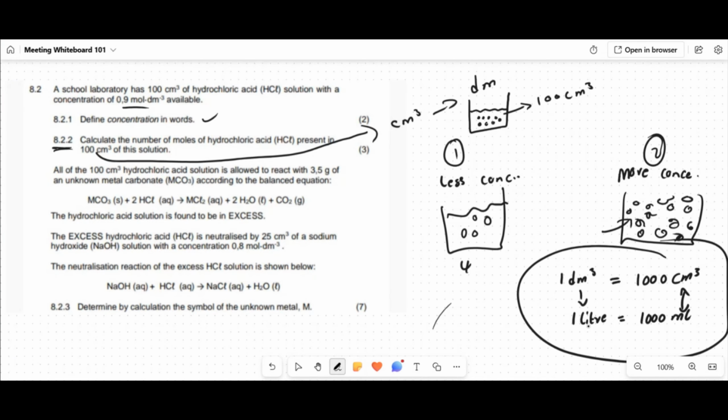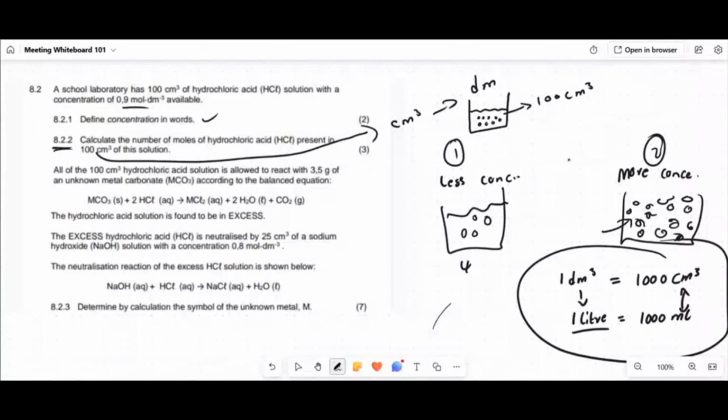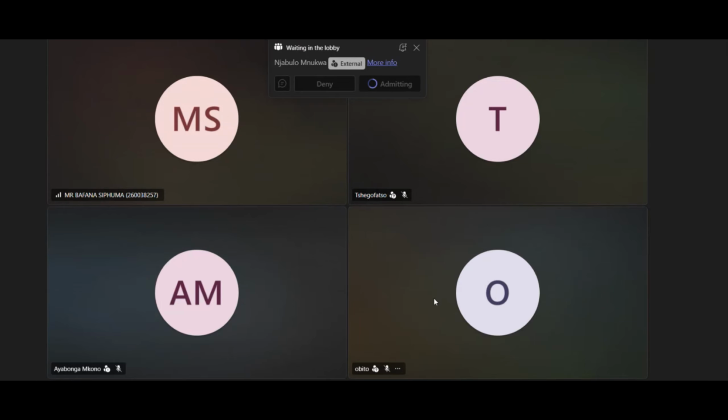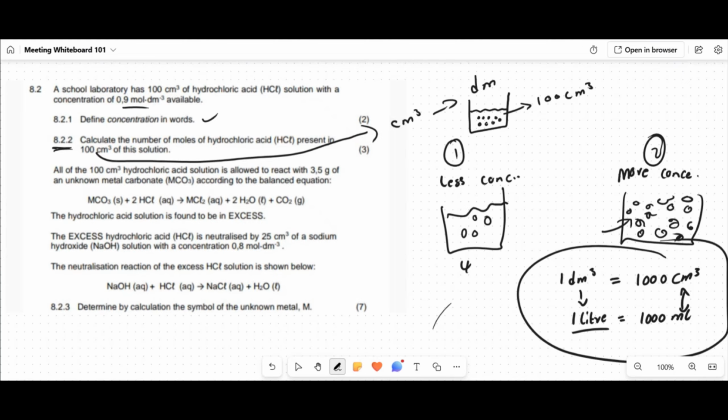So in most cases, they can give you the volume in liters. Once they give you in liters, it means you can just use liters and assume that liter and cubic decimeter are equal there. So right there, I think we're on the same page, right?